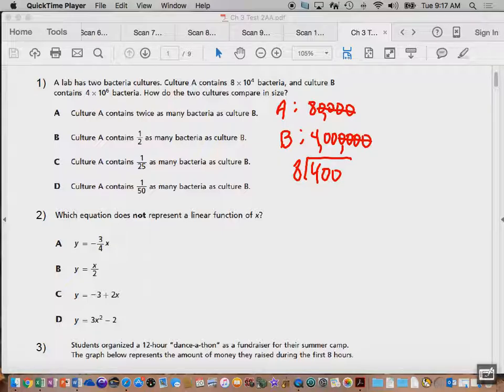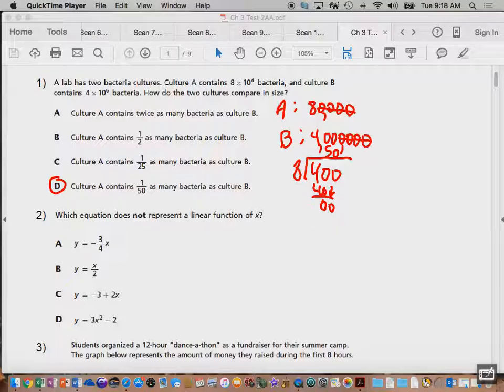Come on guys, head in the game, here. Not 5, the 5 gets you into the 40. Then I bring down the 0, don't forget 8 into 0 is 0 times, so it's 50. So culture A is 1/50th as big as culture B. Or another way to say it is culture B is 50 times bigger than culture A. Okay? I think that's a really hard question when compared to the normal type of scientific notation question.